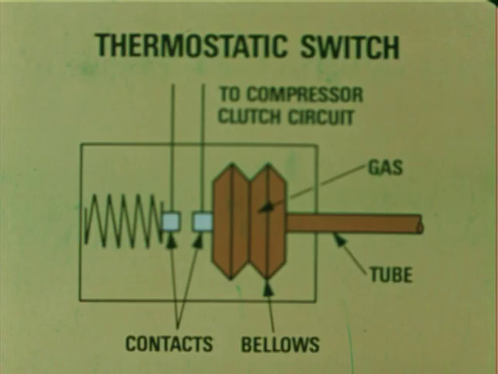There are adjustable contacts in the switch that are held closed by a small bellows filled with a highly expansive gas. The bellows is connected to the tube that extends into the evaporator core. As the evaporator cools, the gas in the tube contracts, thus reducing the bellows pressure on the contacts. The contacts open and cut off the current to the compressor clutch. When the evaporator temperature rises about 5 degrees above the cutoff point, the contacts close and restore clutch current flow.